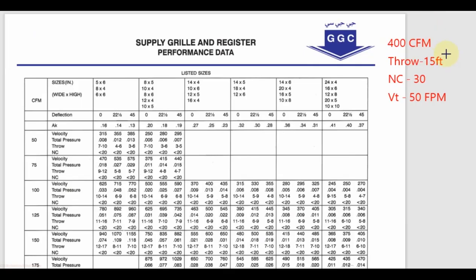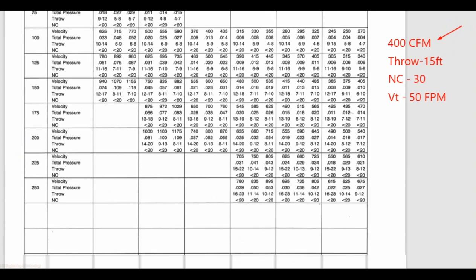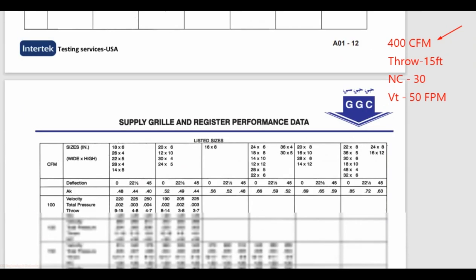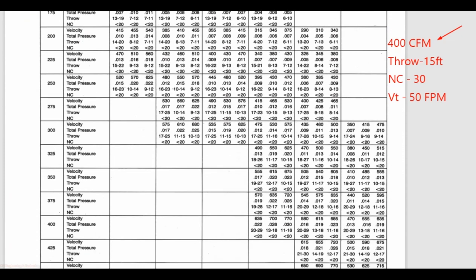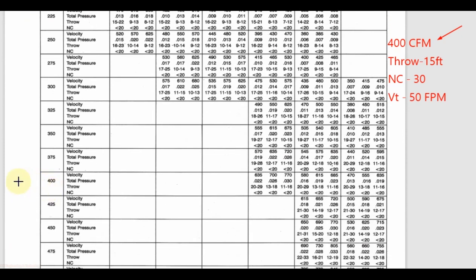Now we will select a supply register for 400 CFM from this table. In the first table, CFM starts from 50, then goes up to 250. We will go to another table. There are so many tables like this. In this table we find 400 CFM. Then we will see the neck velocity. We can go for neck velocity generally maximum up to 500 fpm. So this is higher here, 470.